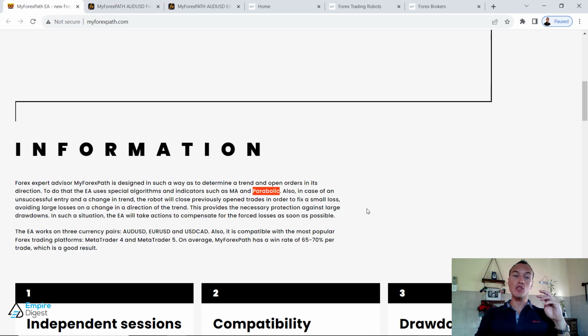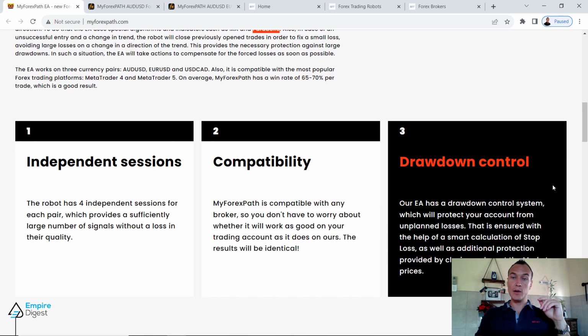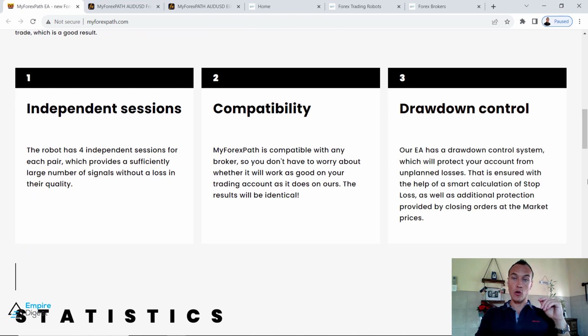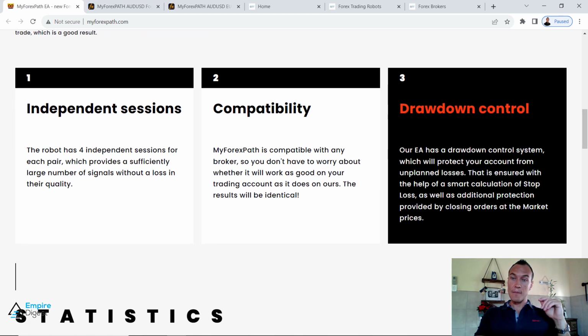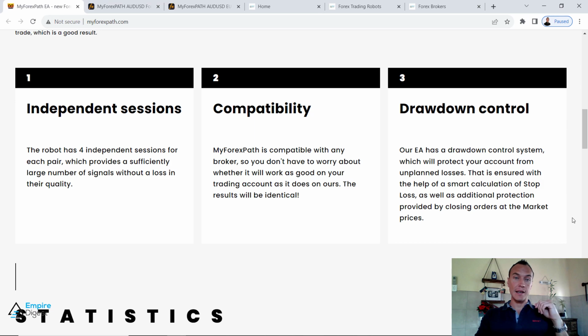And then I see it also makes use of a stop loss. So here where it says on point number 3, drawdown control, it says that is ensured with the help of a smart calculation of stop loss, as well as additional protection provided by closing orders at the market prices. So that is a good thing.